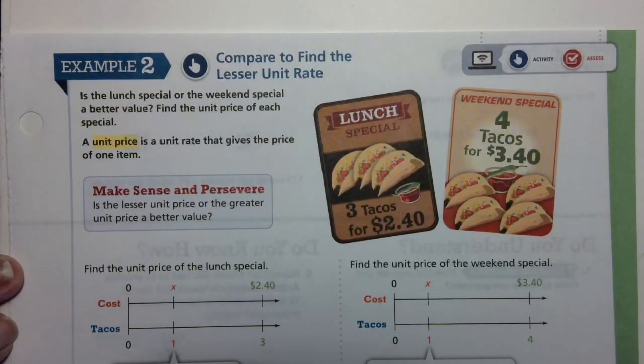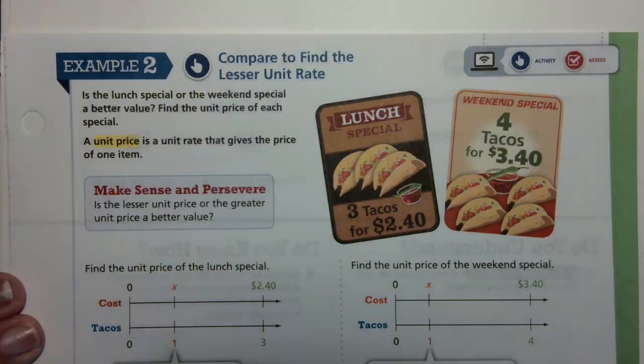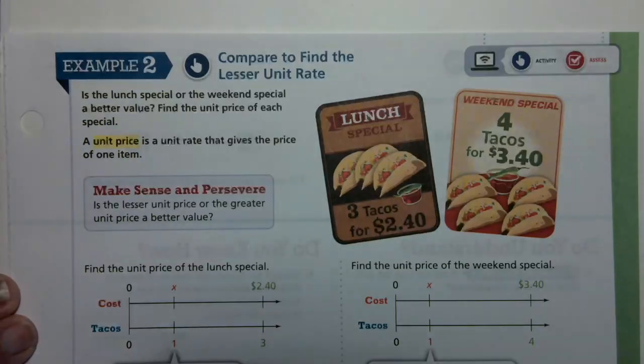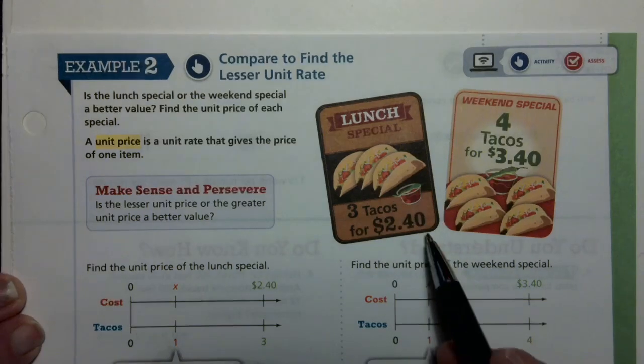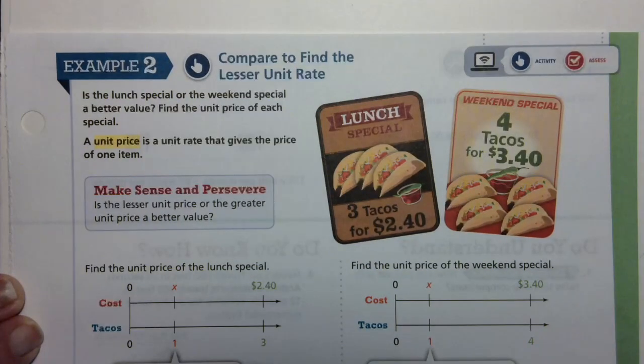Is the lunch special or the weekend special a better value? Find the unit price of each special. The unit price is a unit rate that gives the price of one item. Okay, so we know that 3 tacos cost $2.40, but we want to know what 1 taco costs.